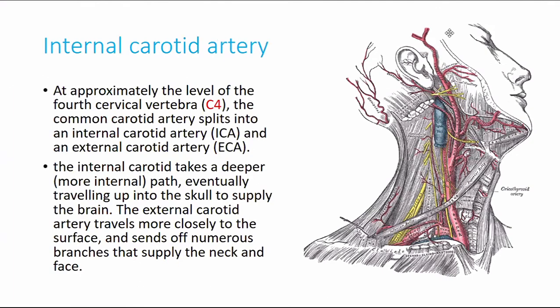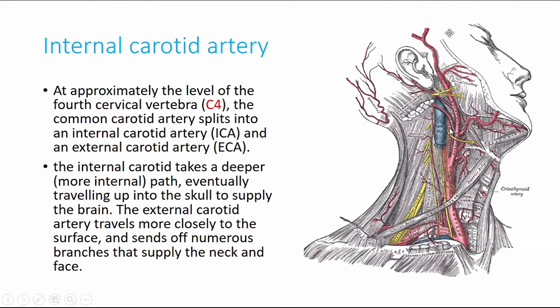Now, let's start with the internal carotid artery. It arises from the common carotid on both sides, at approximately the level of the fourth cervical vertebra, or C4. The common carotid splits into two: the internal carotid and the external carotid. You can see in this image that the larger one, follow my arrow, is the external carotid artery, and the smaller one is the internal carotid artery.